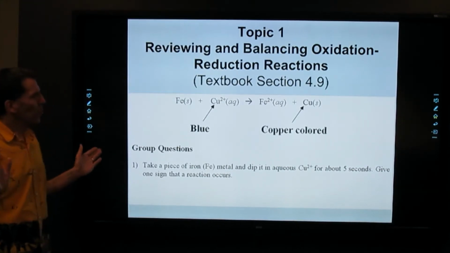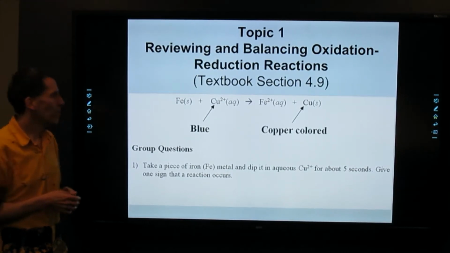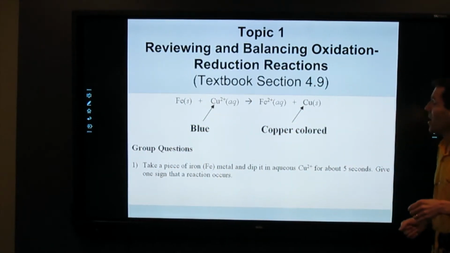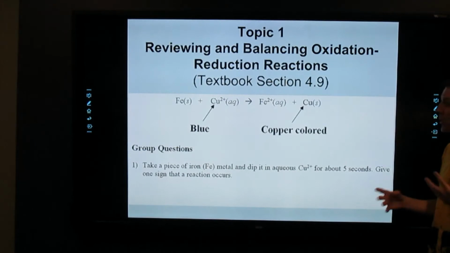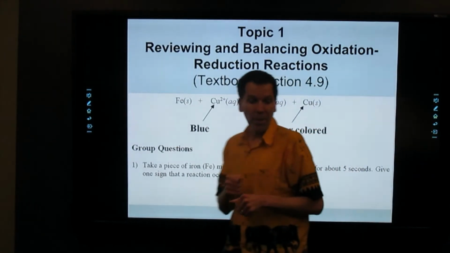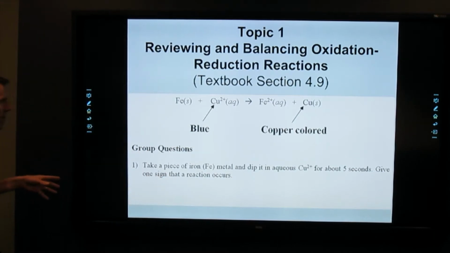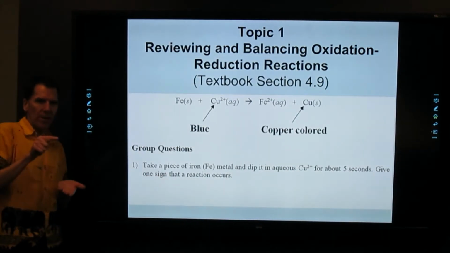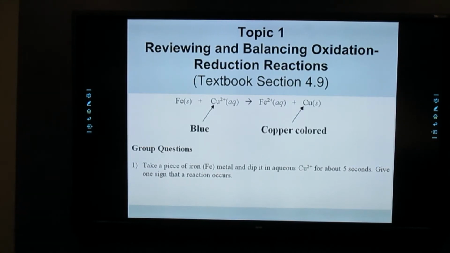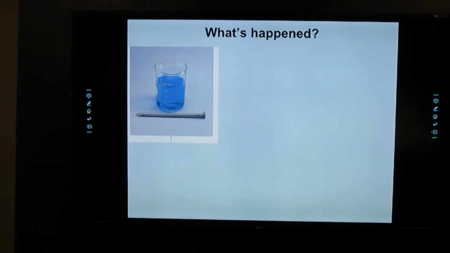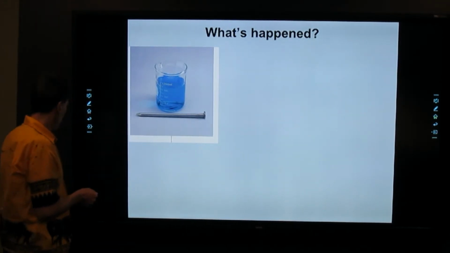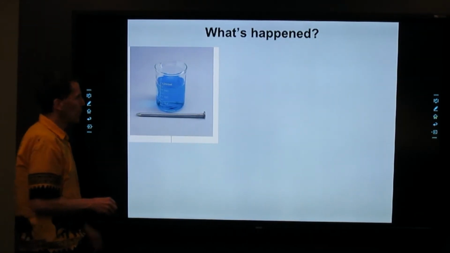The way we would have started this chapter if we were meeting in Beach 104 live and in person is that you and a partner would have been doing a little group demonstration. I'm going to show it to you in some pictures, where you would have been dipping a nail made of iron, Fe, into a solution of copper 2. Here's the nail, and then there's the blue solution of copper 2.